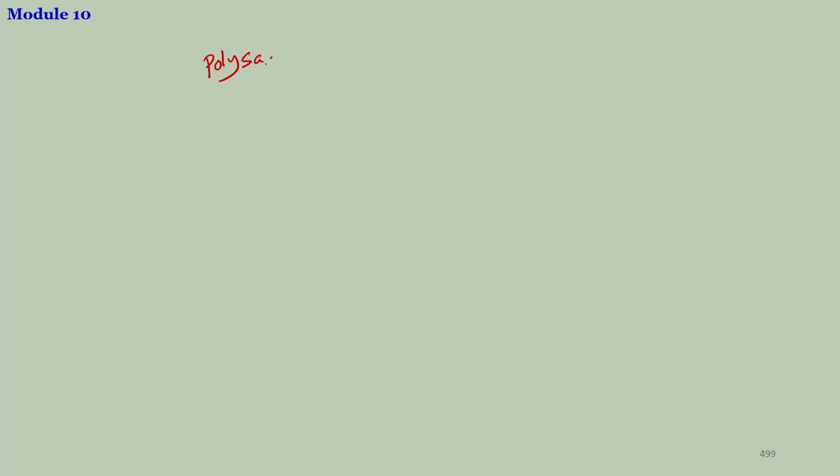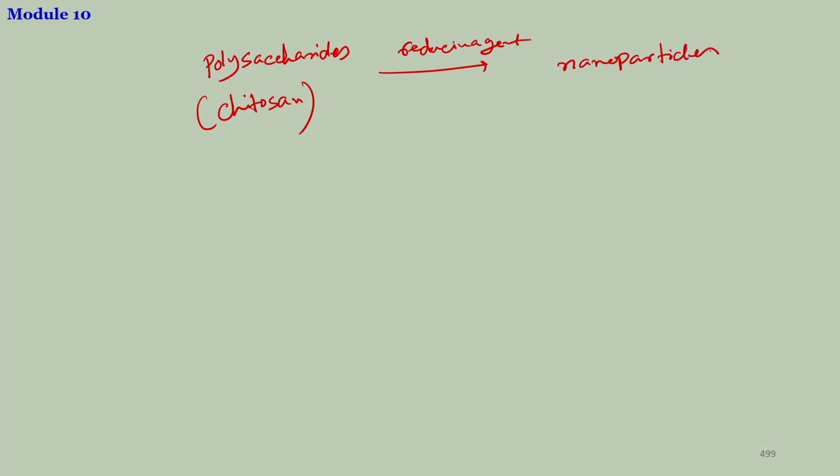So, all these large molecules I have talked about can themselves be converted into nanoparticles. What you need is a reducing agent. So, if you have polysaccharides such as chitosan, and you add a reducing agent, a certain reducing environment is required, then you get nanoparticles. So, small particles basically, but those nanoparticles still retain their surface.